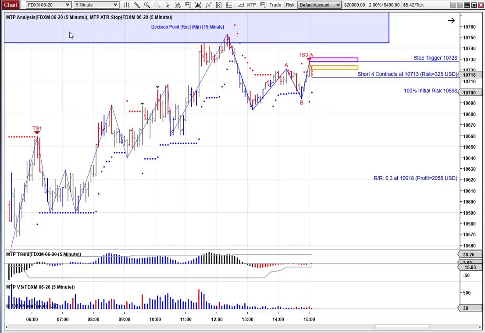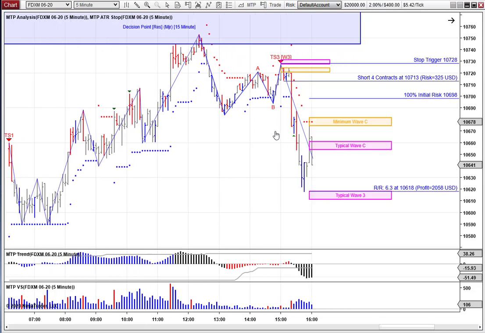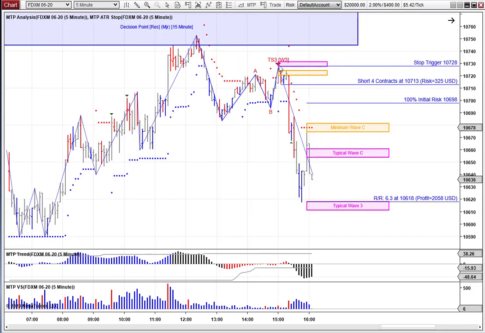This is the actual DAX mini I'm looking at here at the moment. So for a 20,000 account risking 2%, i.e. $400, you'd be going short 4 contracts. Let's have a look what the market did. You can see that the market then indeed declined down. It declined down right into our typical Wave 3 WPT target, where a profit of approximately 6 times the initial risk was available.